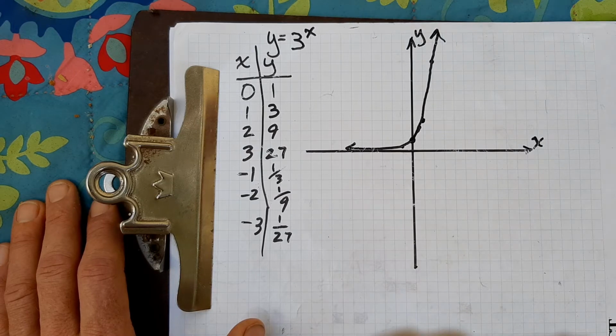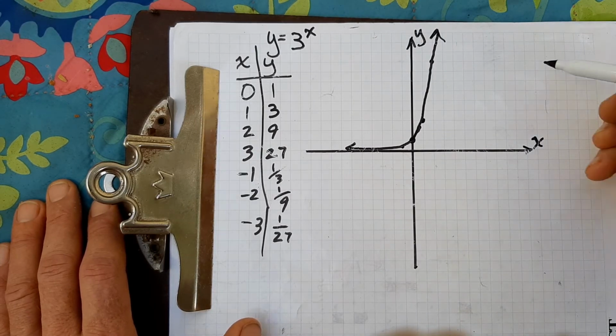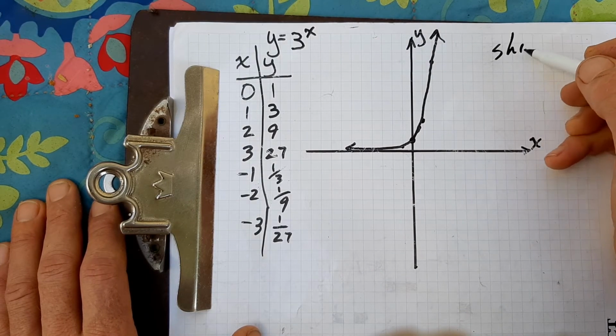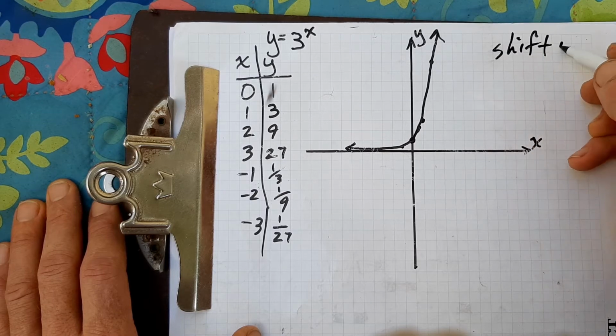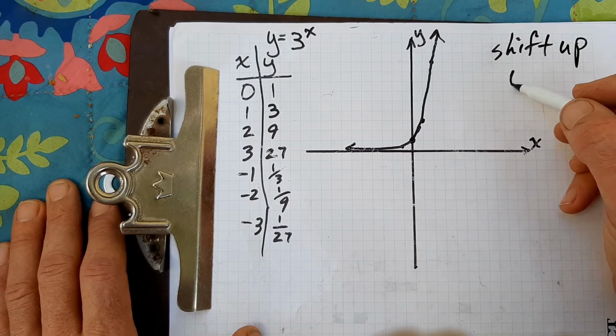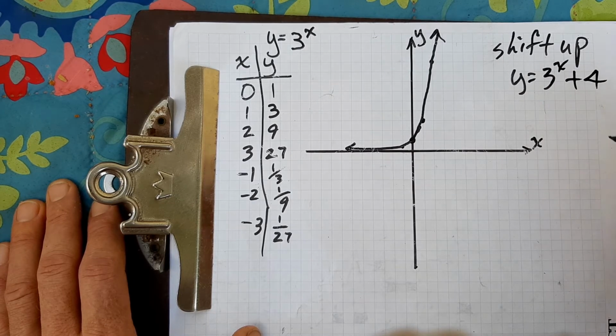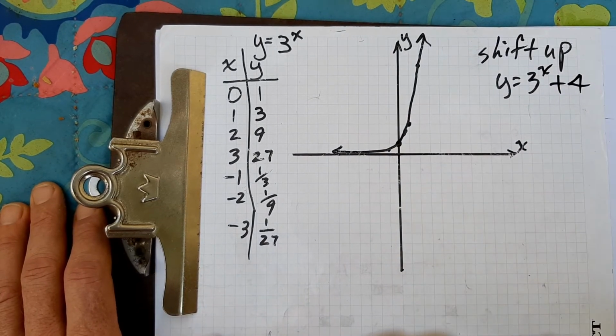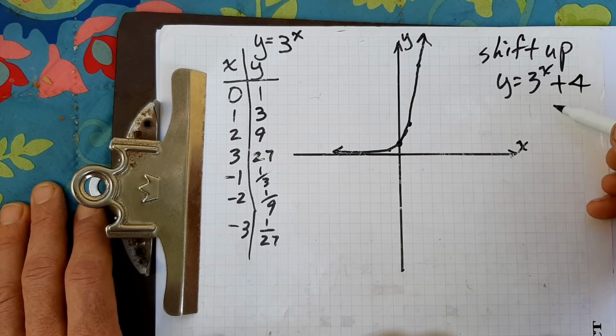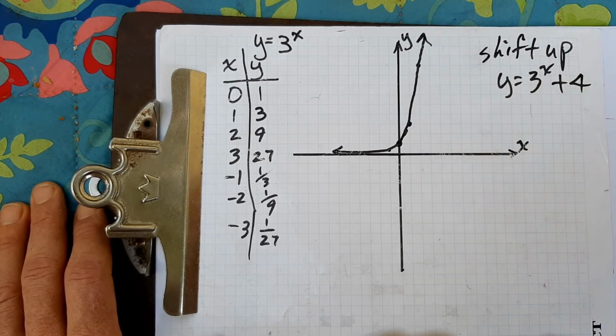So to shift up, I'd have y equals 3 to the x plus 4. That would shift it up 4 units. Okay, if I want to shift it down, I would subtract, right? Okay, there's up and down.